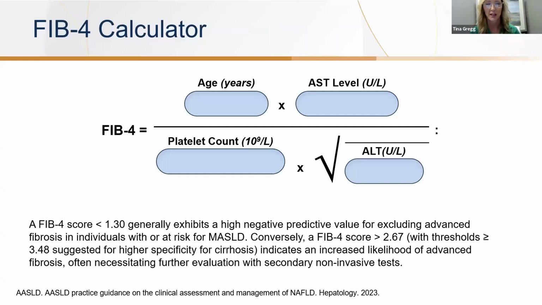A FIB-4 score of less than 1.3 generally has a high negative predictive value for excluding advanced fibrosis in individuals with at-risk MASLD. On the other hand, if we see a score of 2.67 or higher, then this is concerning for advanced fibrosis. At a score of 3.48, we start looking for other ways to determine if the patient may have cirrhosis.